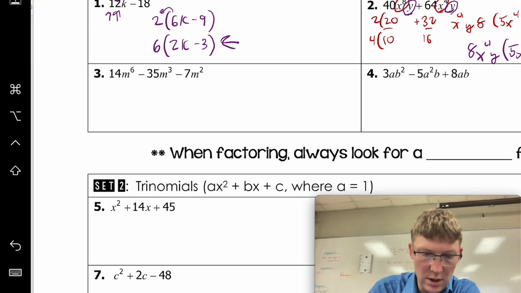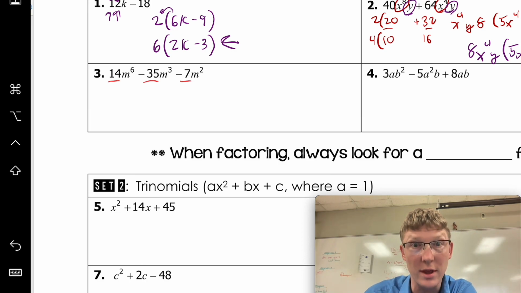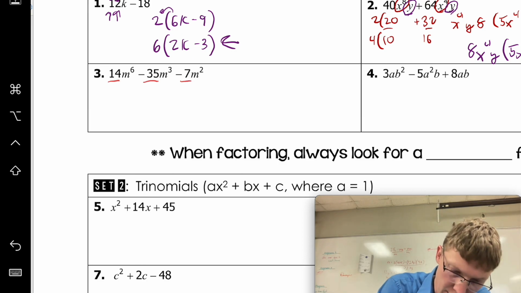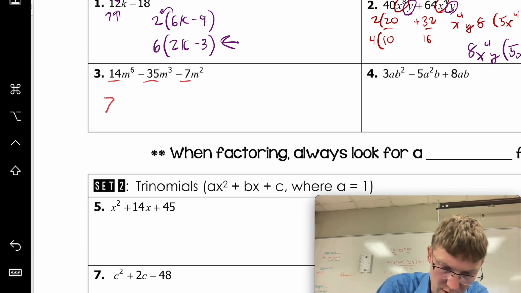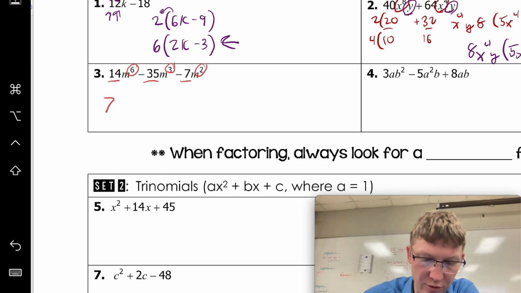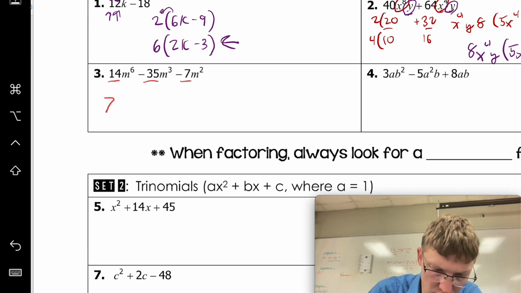Okay, so number 3, when we look at it, we've got a 14, a 35, and a 7. Oh, look, they are all multiples of 7. So we've got a 7, and then we're going to look at our letters. We've got an m to the 6th, m to the 3rd, m squared. So the most we can pull out is that m squared. So that is what we will do.